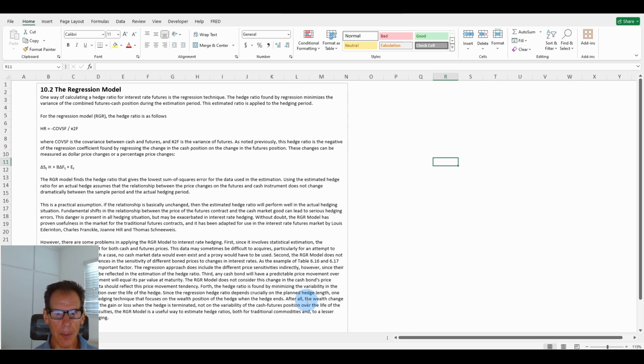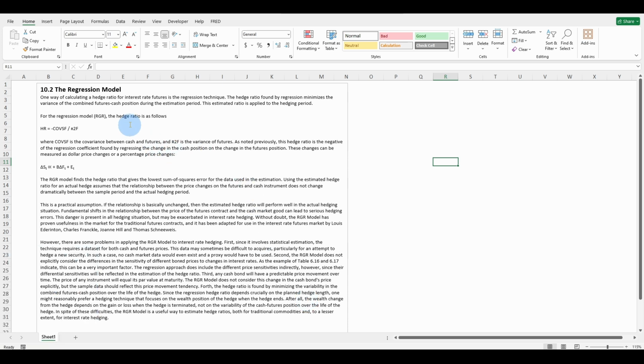In the previous example, we touched briefly on running a regression. Well, subsequently, there's a model using regression. Let's discuss it. One way of calculating a hedge ratio for interest rate futures is the regression technique. The hedge ratio found by regression minimizes the variance of the combined futures cash position during the estimation period. This estimated ratio is applied to the hedging period.